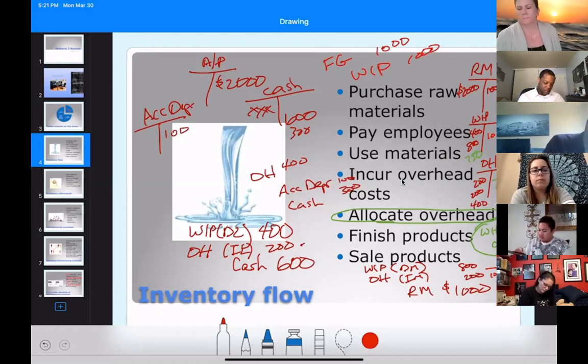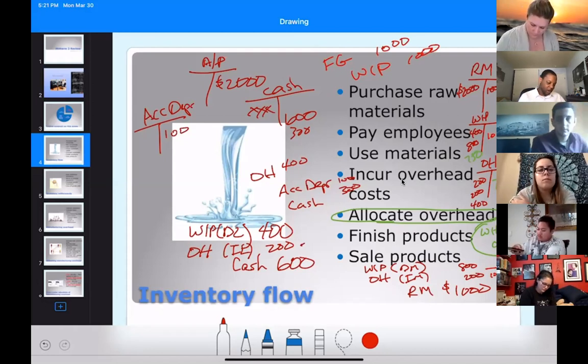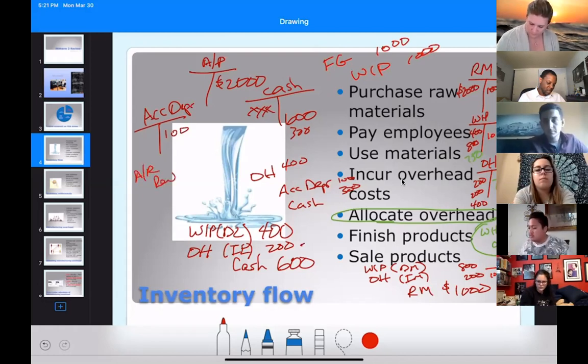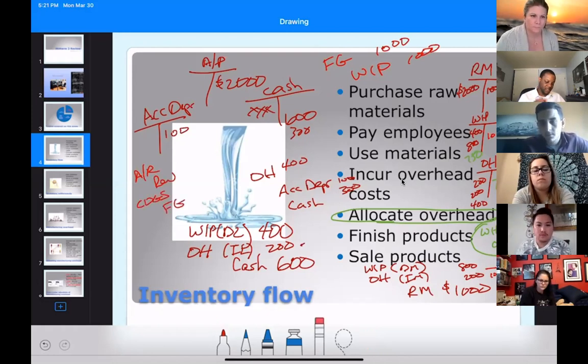And then the last step is when we actually sell the products. When we sell the products, we're recording accounts receivable and revenue, and then we're also recording our cost of goods sold, crediting finished goods, right? When we credit the asset, it makes the asset go down. Let's assume we sold $700 worth of finished goods.